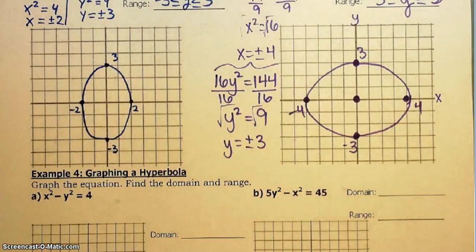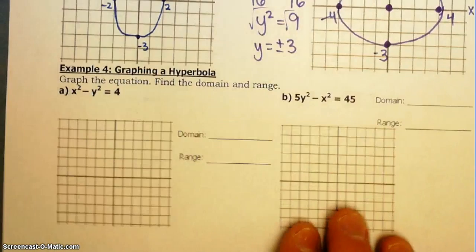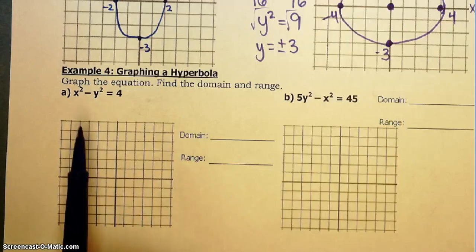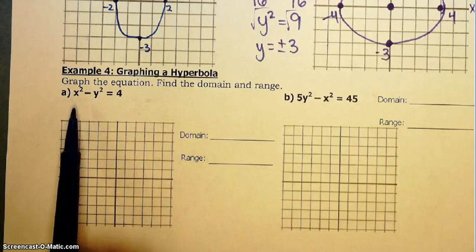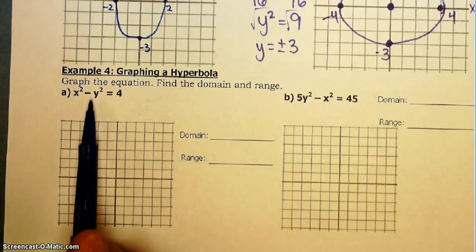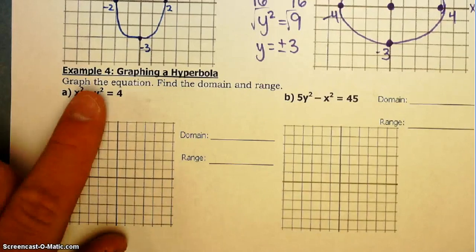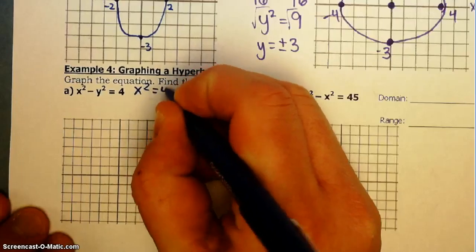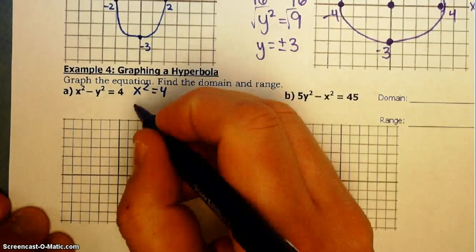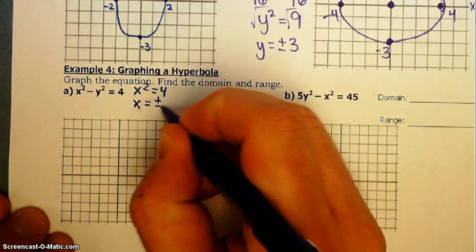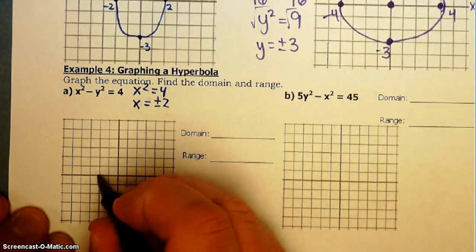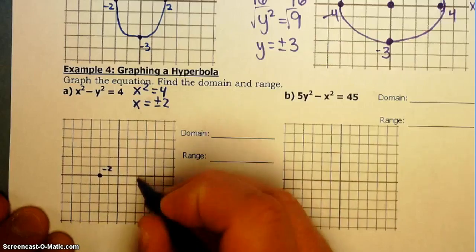All right, here we go. Next example, x squared minus y squared equals 4. I want to go ahead and graph this. I know right off the bat it's a hyperbola. I'm going to start by finding the x-intercepts by substituting 0 in for y squared. I'm just going to cover this up. I get x squared equals 4. Square root both sides. x is going to equal positive or negative 2. So my intercepts must be at positive and negative 2, 2 to the left and 2 to the right.